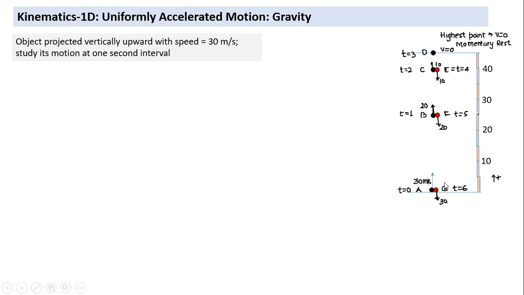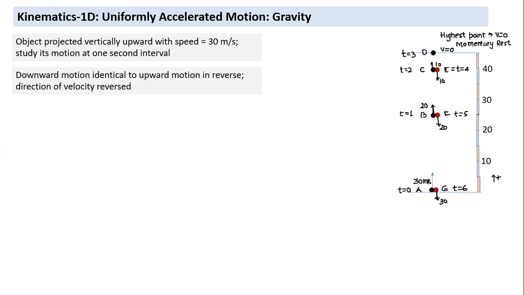So let's see what we see in the figure. Can we draw some inferences from here? Can we make certain statements which help us understand things better? Let's write one by one what we see here. One thing we notice: downward motion is identical to upward motion. The only thing is it's happening in the reverse direction. So if I make a video of upward motion and play the video in the reverse direction, it will exactly match the downward direction. Direction of velocity is reversed. This point I'll elaborate further.